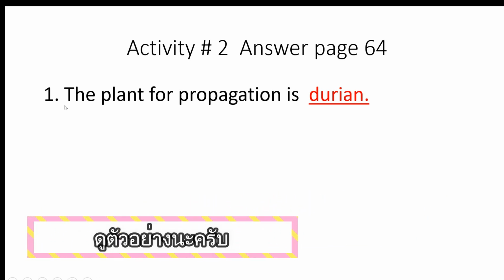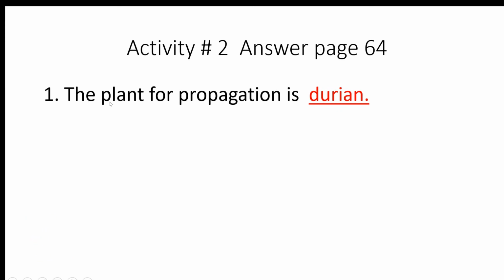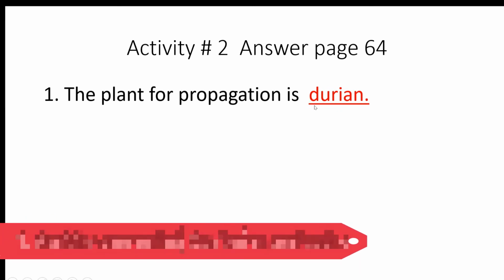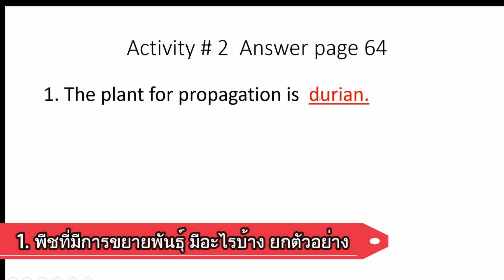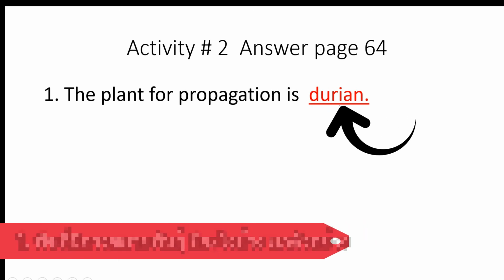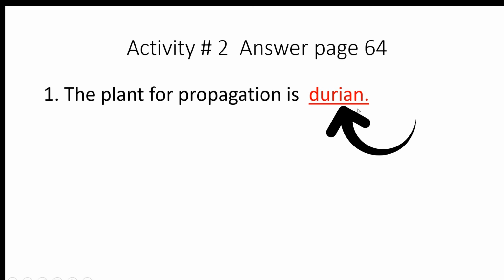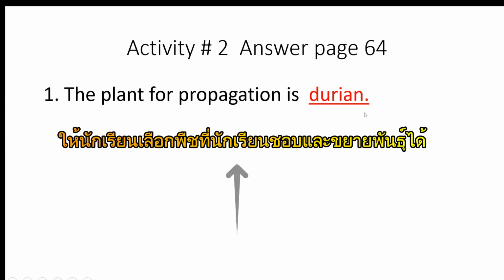Okay, for example, number 1 question is the plant for propagation. You have to choose what plant you will be propagating, what plant you will be using for propagation. For example, if you use durian, you have to write in the blank durian. Okay, in your book it's written there, the plant for propagation is blank. So this is only an example. I wrote here durian. You can choose the plant you like.